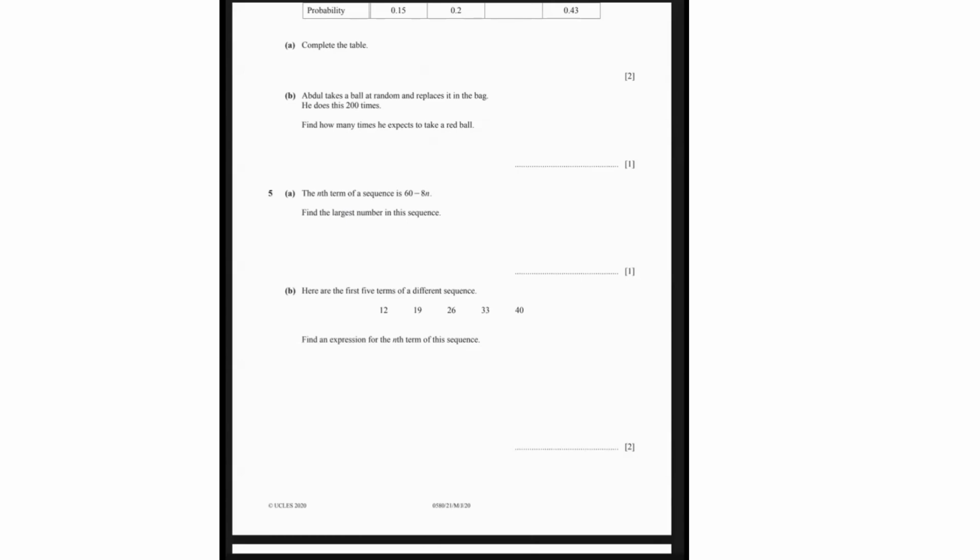Okay, the nth term of the sequence is 60 minus 8n, and find the largest number in this sequence. Largest number in the sequence. Okay, so this is a decreasing arithmetic progression, right? The first term T1 will be 52. Sorry, not 62, 52. T2 will be 60 minus 8 times 2. That will give us 44. So as you can see, as you move along the sequence, the term decreases. So the largest number in this sequence is actually your first term, which is 52.